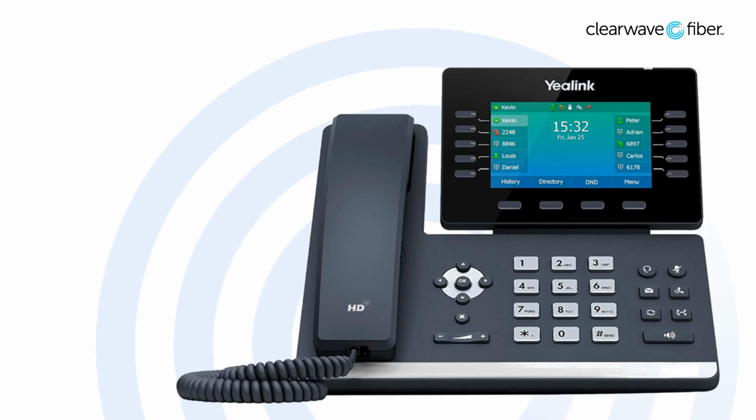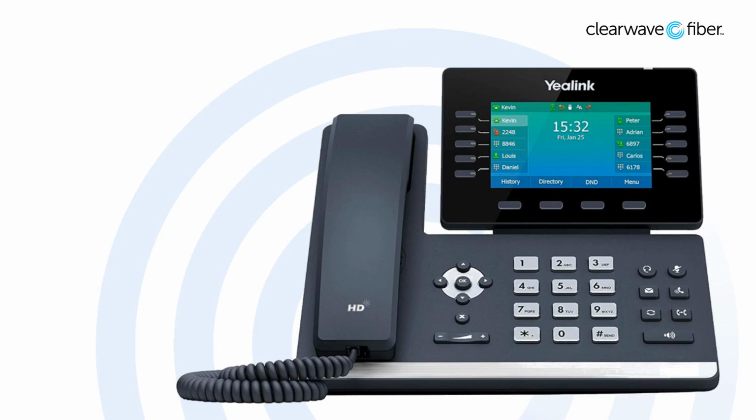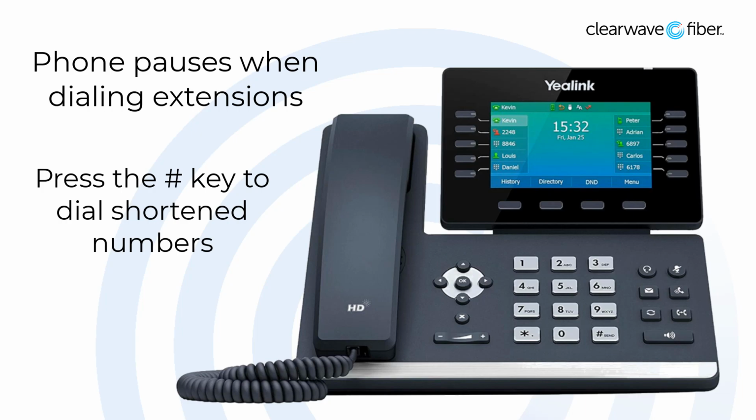The nice part about a cloud-based phone system like ours is there's no such thing as domestic long distance. You don't have to dial a 1 before you make a long distance call, and you aren't billed extra for calls within the continental US. If you must call a number that is less than 10 digits, such as an internal extension, you may notice the phone will pause, waiting for the other digits to come. You can force the phone to dial this shortened number by pressing the pound key after you've entered the digits.